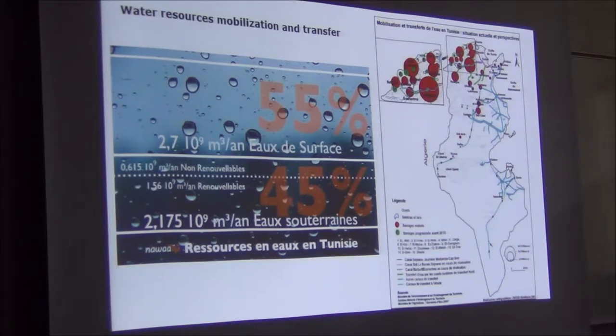As I said, the global water resource is 55 percent surface water and 45 percent groundwater resource. The big dams are located in the north, and we have a big network of distribution of water to the other places of the country where we observe a drought from year to year.